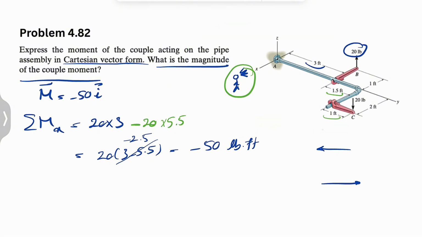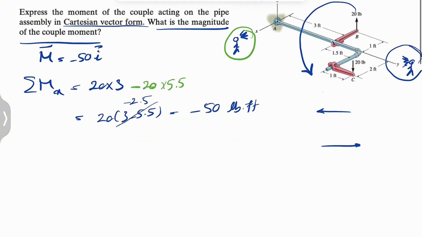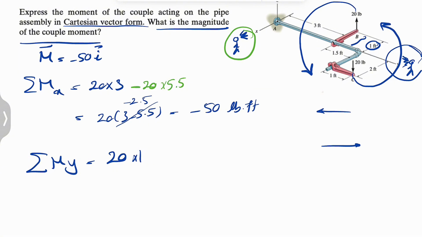Let's go for the y, and we have the same story. We look at the y-axis from here. Let's start with the 20 pounds at point B. The moment about the y-axis is going to be in this direction, counterclockwise, so we're looking for the sum of all moments about the y-axis. 20 this time, the distance is 1 foot, and it's positive again. The other one is also counterclockwise, so we have another 20 pounds, but the distance now is 2, so the total is 60 pound-foot.